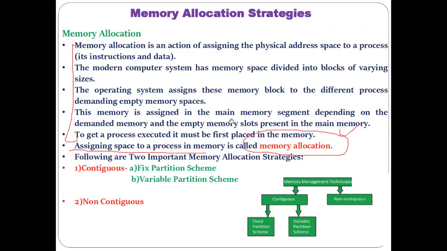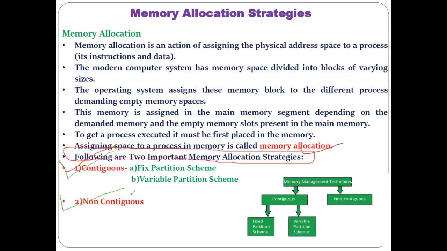Now, in order to do this memory allocation, two important memory allocation strategies are available to the operating system. One is the contiguous memory allocation, contiguous in the sense of a continuous manner, and the second strategy is the non-contiguous memory allocation, which is the opposite, meaning non-continuous. Contiguous memory allocation is again divided into two categories, the fixed partition scheme and the variable partition scheme, as I showed you here also.